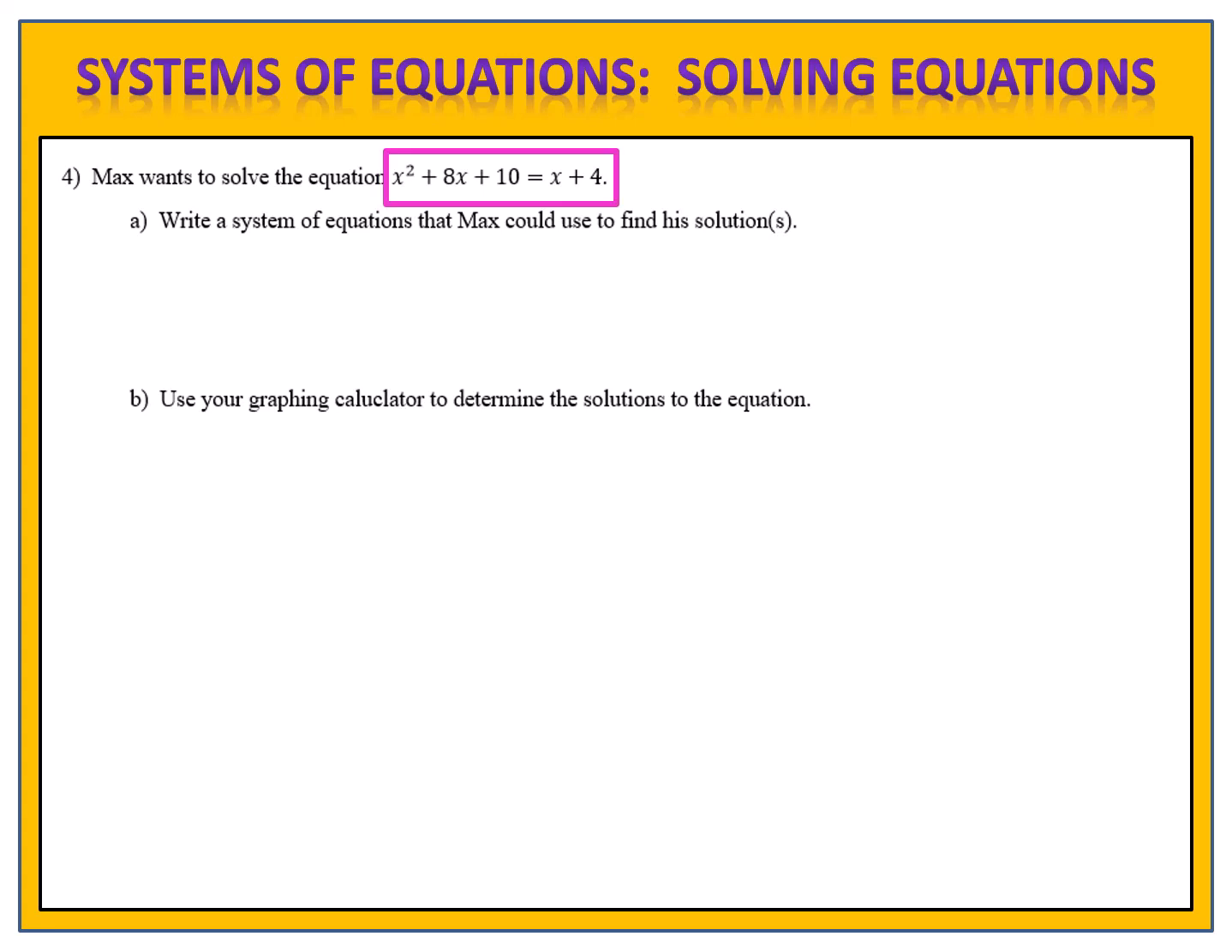So he looks at this equation and decides that he can use a system of equations in order to determine the solutions. He looks at each side of the equation one at a time. On the left-hand side, he has x squared plus 8x plus 10. So he writes that as y equals x squared plus 8x plus 10. Basically, he wrote it as a function. He then looks at the right-hand side of the equation, which is x plus 4. He writes that as a function also. Y equals x plus 4. He's now ready to use a system of equations in order to determine his solutions.